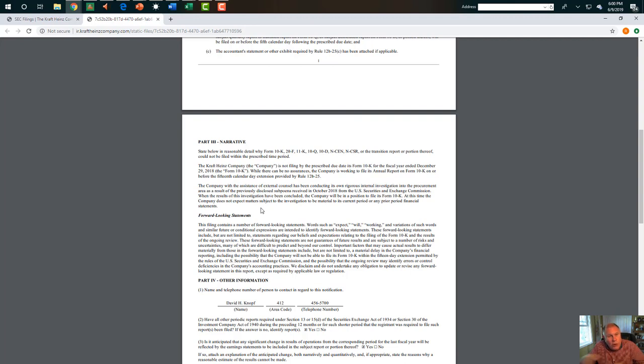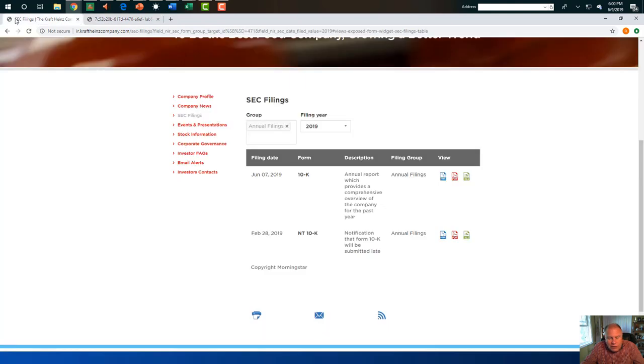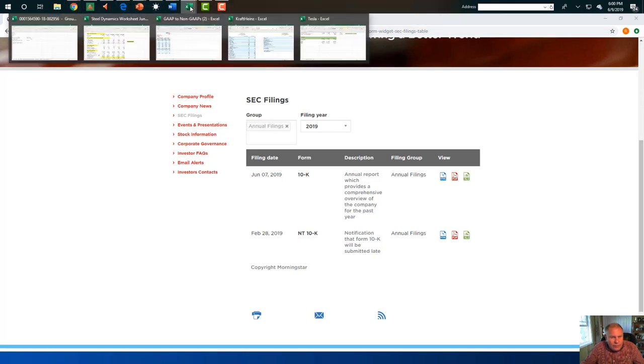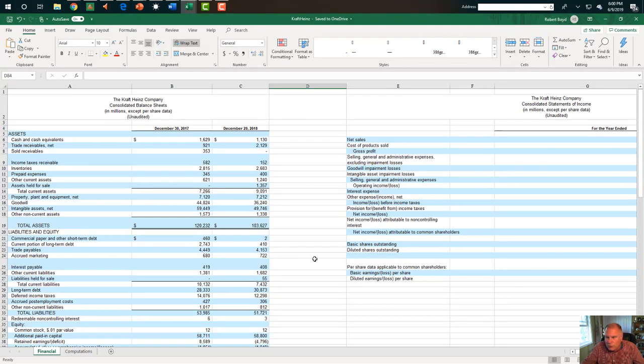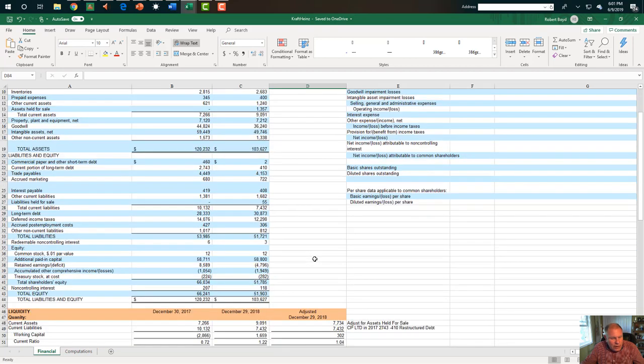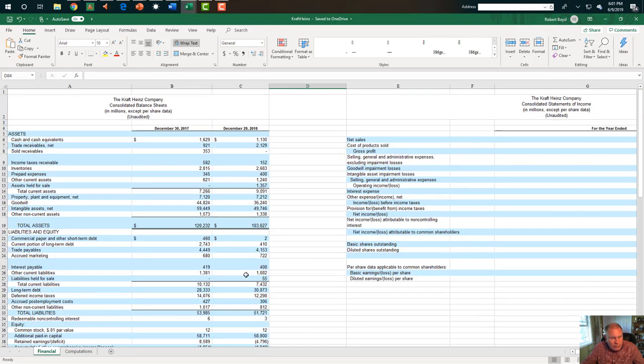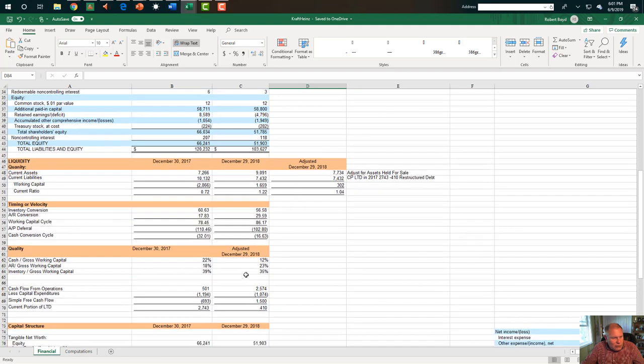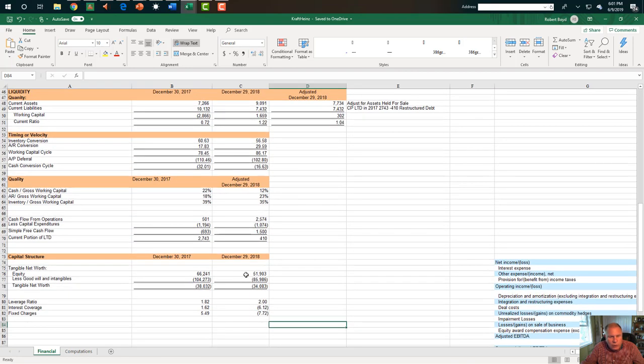So that's what I found when I went in, and then today, when I went in to pull this all together, I did find the actual 10-K. So sometimes you will see that, and I'm going to go right over here. And what I did is I pulled this data in so that we could see everything, because I want to point a few things out. So I started with the liquidity.